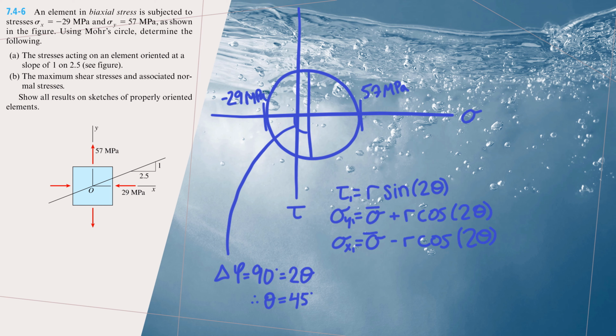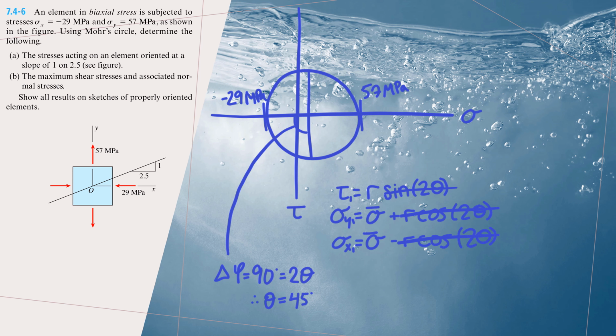But we're going to use the same equations. However, if you notice, our tau is just the radius. We don't need to get the sine component of it because there is no horizontal component of this radius line. So it's just the radius. And then we can get rid of the radius completely for our y and x stresses, because again there's no horizontal element to the radius, and thus it will just be our average.